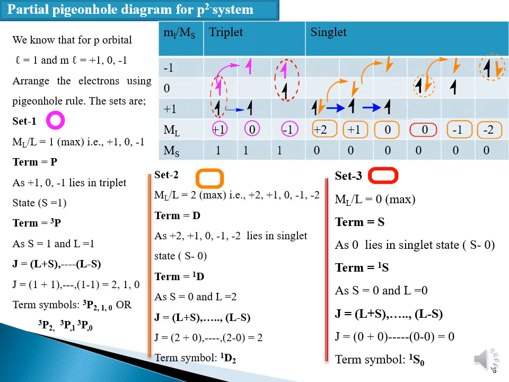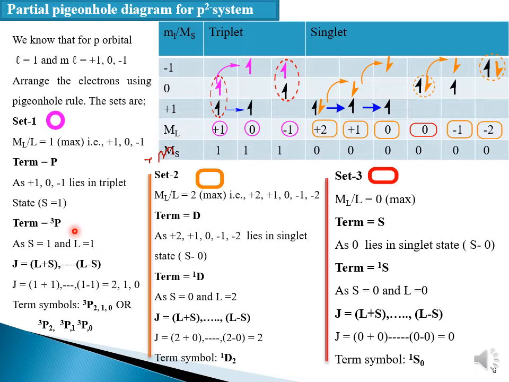Set 1, this one, here the maximum ml value is 1, which means it will be plus 1, 0, minus 1. So we know that if L is equal to 1, the spectroscopic term will be P. Okay, now as we know that S is equal to 1, so the spin multiplicity will be triplet. That is why we have written triplet over here. So the half term symbol will be triplet of P.